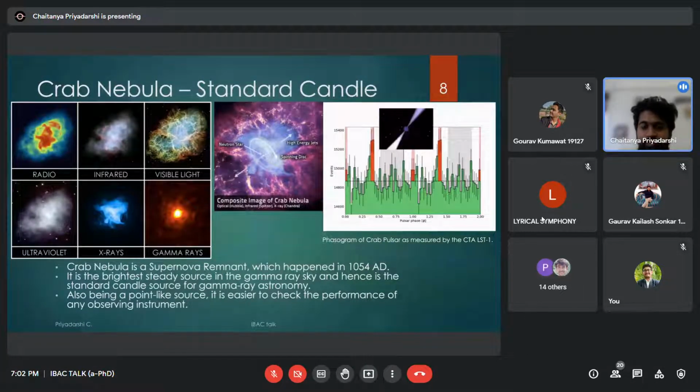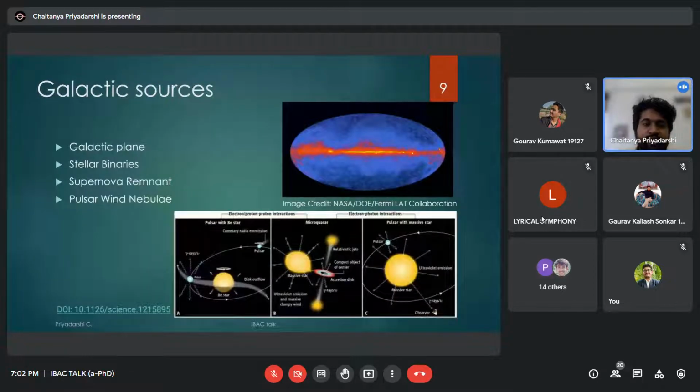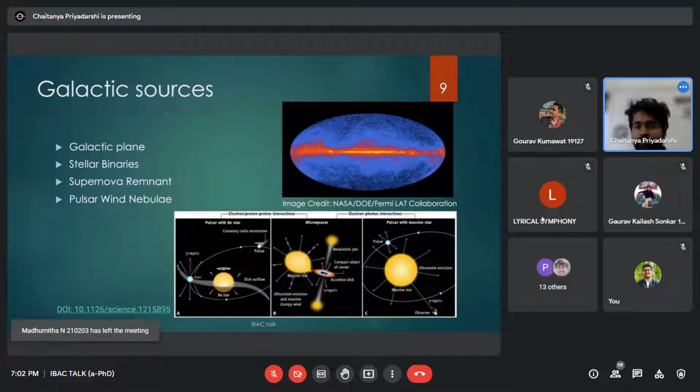So with the Crab Nebula, we go on to define some broader aspects, like the galactic sources. We definitely want to observe the galactic plane. Here you can see the Fermi LAT observation of the night sky; this is the galactic plane, observed in the 1 GeV energy range, and we can see that there is a clear, significant spectrum over here. So it's a really good source for observing.